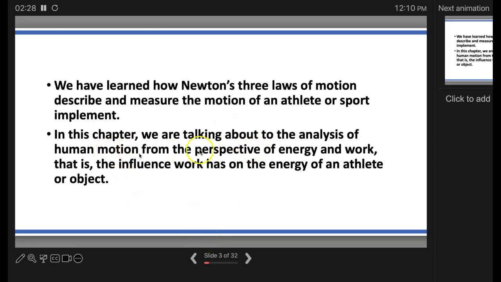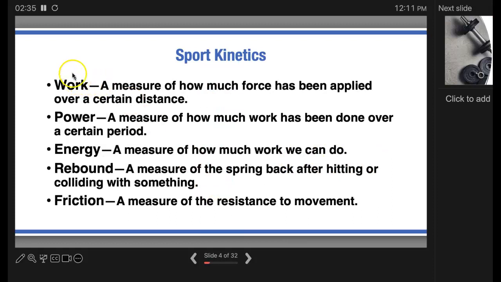So we're going to go over how to analyze human motion in terms of energy and work. Here's all the terms you need to know. There's probably going to be 4 or 5 questions, like one per term, and they're going to have all of these on there, so you know which one's which and you can answer it as multiple choice.